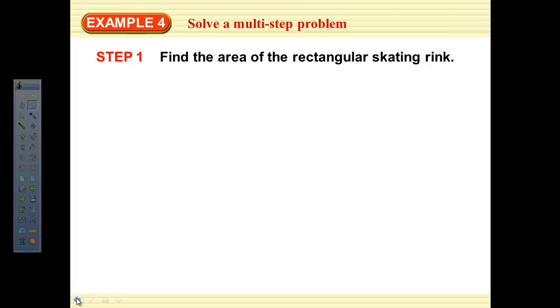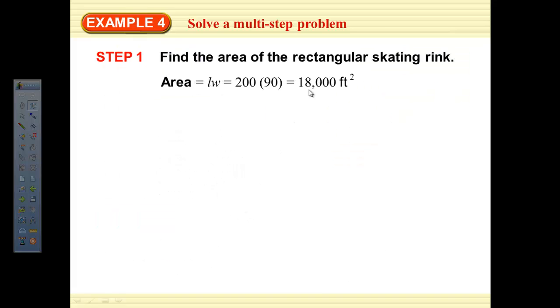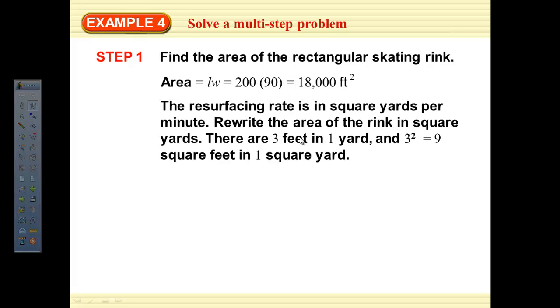Now if I go back real quick, one of the things we need to worry about is that the dimensions are in feet, but the rate at which it can resurface the ice is in square yards. So when we get this answer, it's in square feet, and now we need to convert it to square yards. So what we need to do is come up with a conversion factor. Now we know there are 3 feet in 1 yard, therefore if we're talking about square yards, we also have to square the feet. So it would be 3 squared, or 9 square feet, equals 1 square yard.